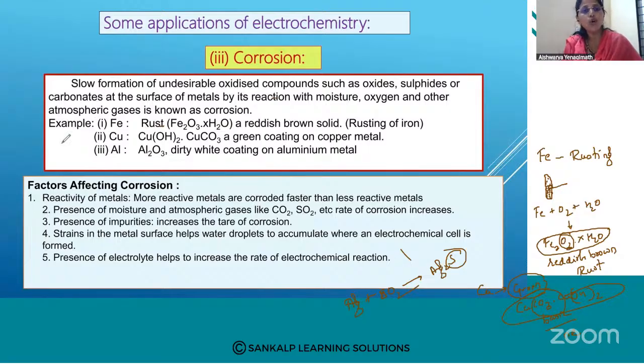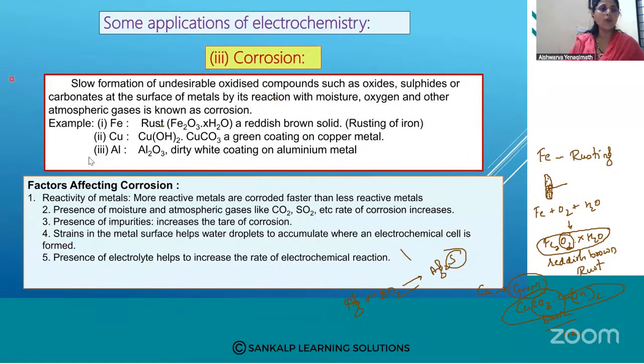So slow formation of undesirable oxidized compounds such as oxides, sulfides or carbonates at the surface of metals by its reaction with moisture, oxygen and other atmospheric gases is known as corrosion. Yes, it is known as corrosion. So I have given you the examples here. Rusting of iron, Fe2O3.xH2O, a reddish brown solid, is called rust. Cu(OH)2, CuCO3, a green coating on copper metal, that is also corrosion.